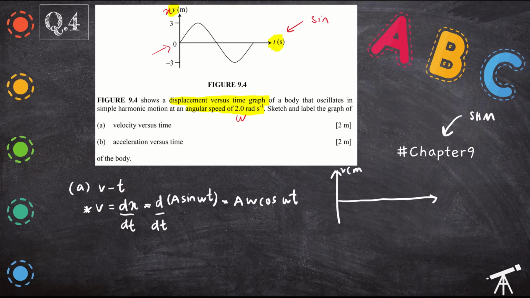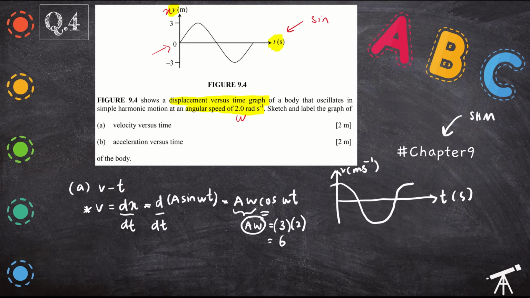Make sure you write down the symbol and unit. This is a cos function, so it's going to be this form, and the amplitude of the graph is going to be A omega. A omega is equal to 3 times 2, so it is equal to 6. So here is 6, and you can label your graph here as negative 6. Okay, so that's the first graph.